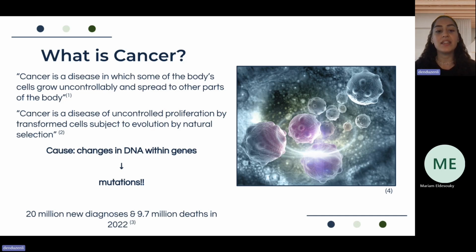But ultimately, the cause of cancer is changes in the DNA within our genes, which then lead to mutations. In 2022 alone, there were 20 million new diagnoses and 9.7 million deaths. So I think we can all agree that we still have a lot of work to do in the cancer research field to better understand this disease and to help lower these statistics in the future.